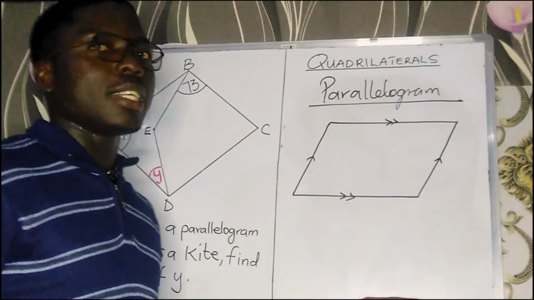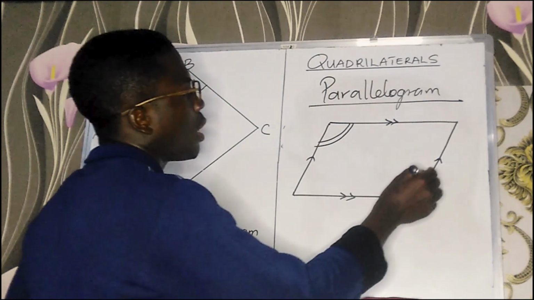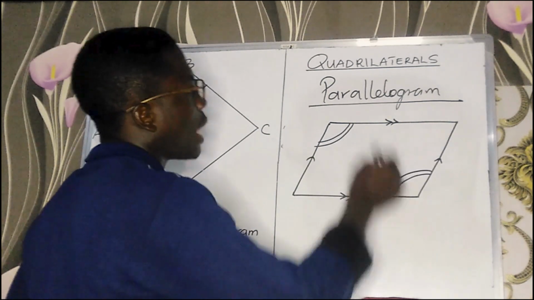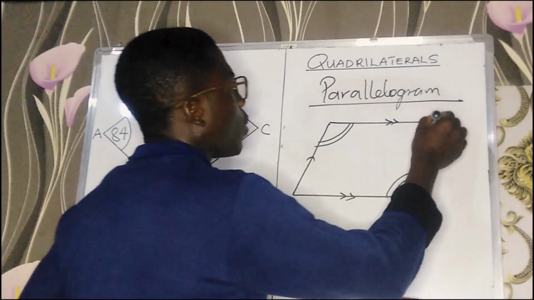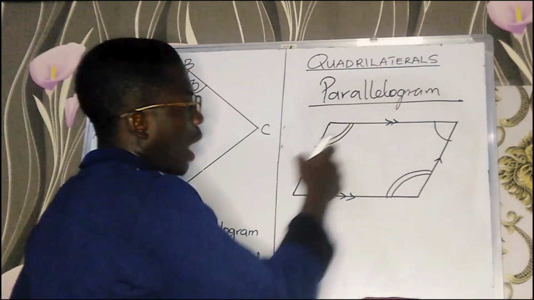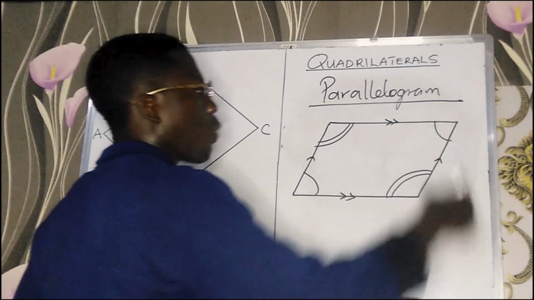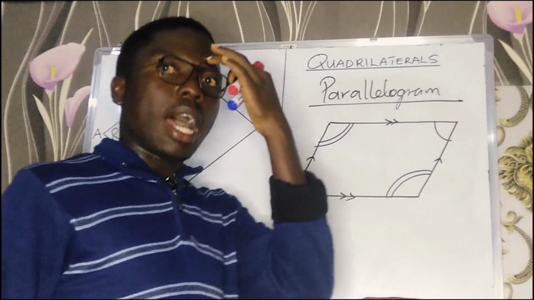The second property is that opposite angles are equal. That is a parallelogram. So I have these 2 arcs here. This angle is equal to this angle, as well as this angle is also equal to this particular angle.